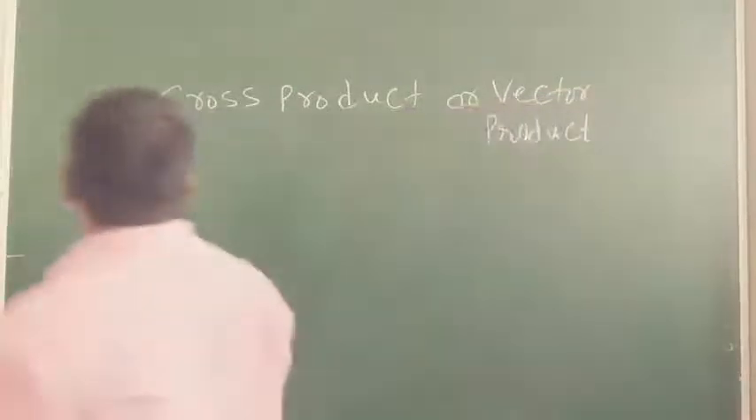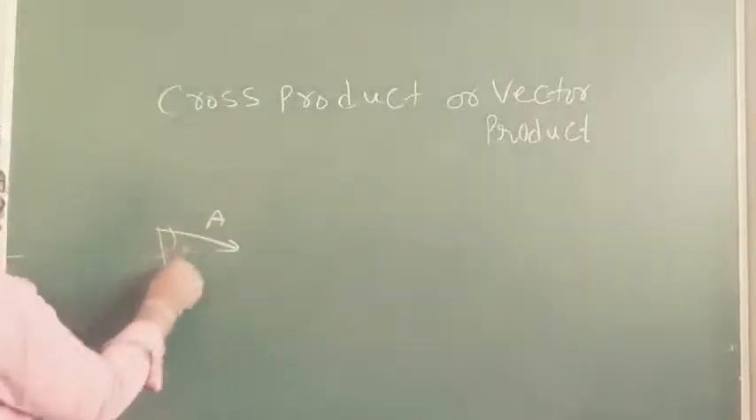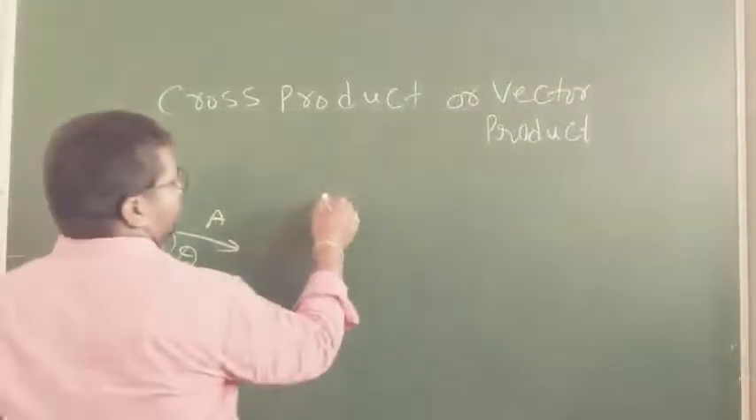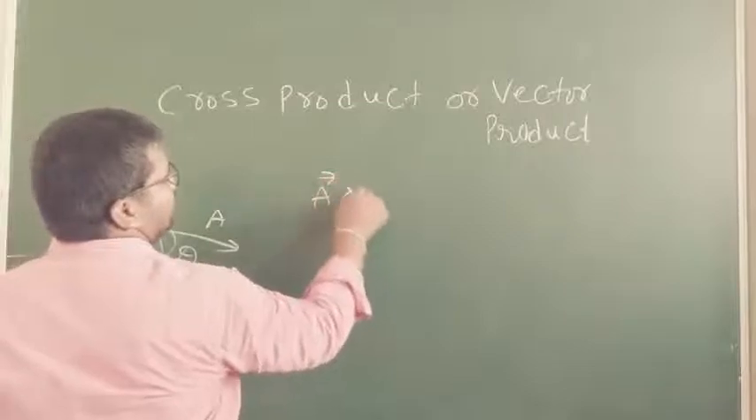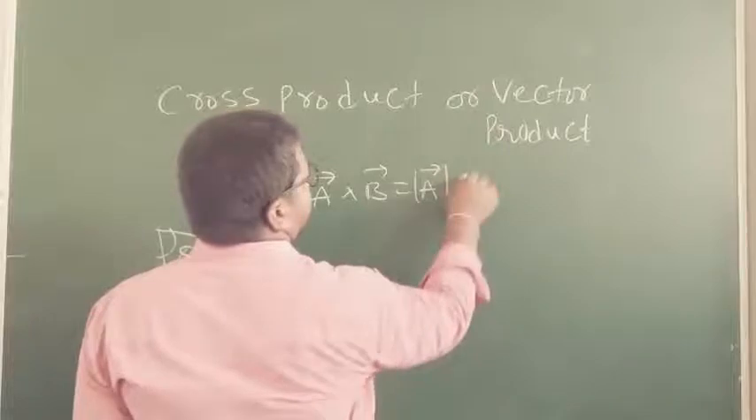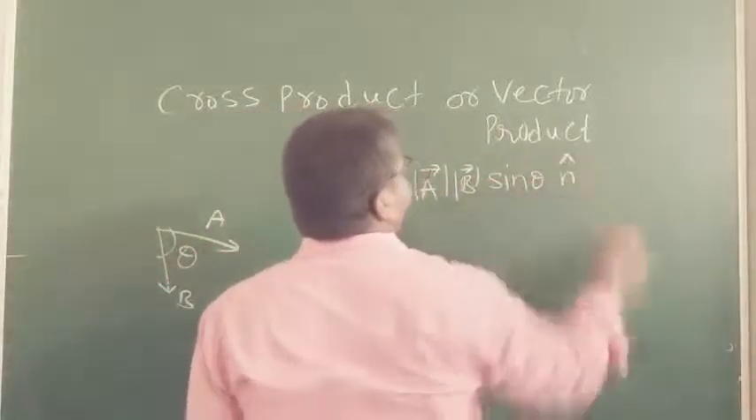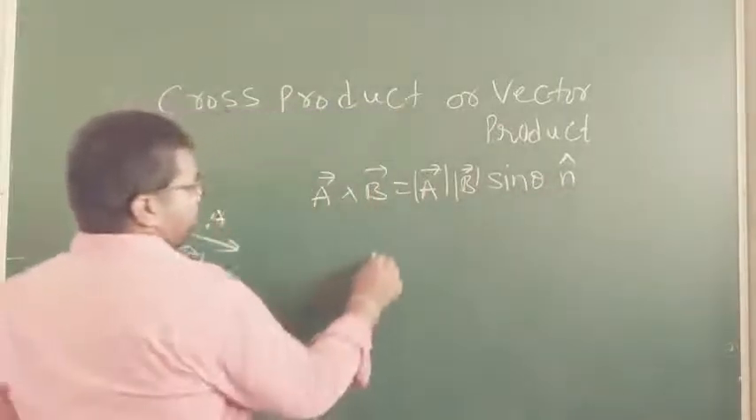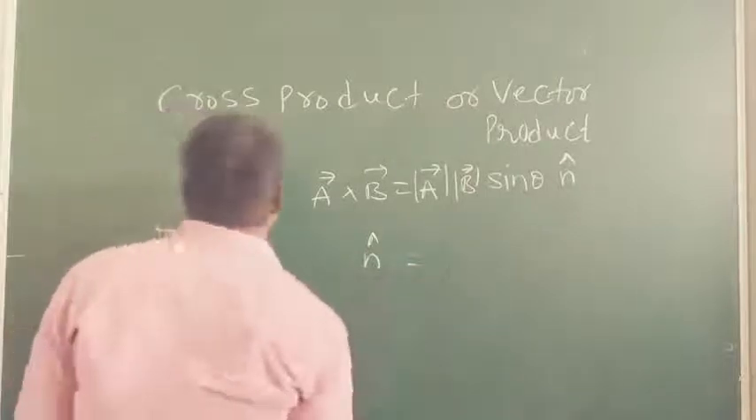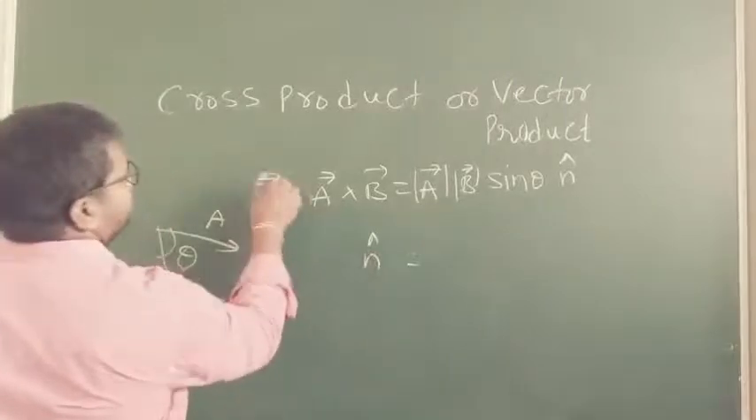Consider two vectors, a vector and b vector, with angle theta between them. In this case, the cross product is a bar cross b bar equal to ab sin theta n cap. Here n cap is the direction of the resultant. The resultant is denoted C.